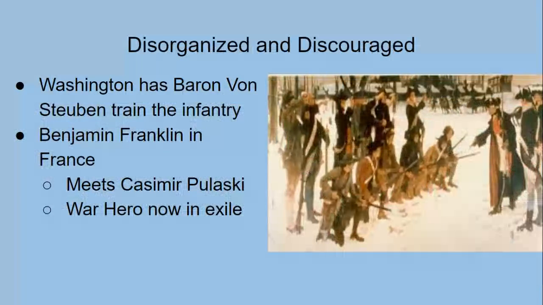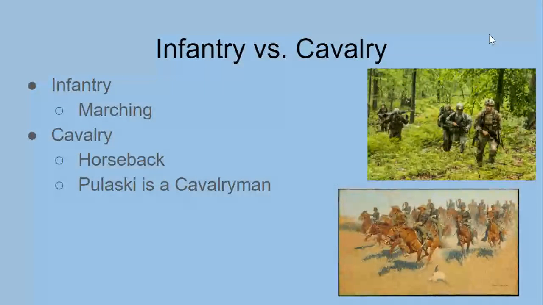All right, so the Continental Army, of course, is disorganized and discouraged. Washington hires Baron von Steuben to train his infantry. Benjamin Franklin is, of course, in France and meets Casimir Pulaski. He's a war hero who is there in exile. So why Casimir Pulaski is in France is in your activity. I'll go ahead and consider the lesson that's on there.